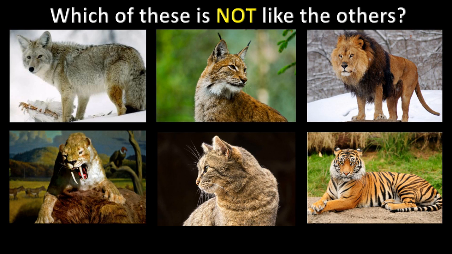You've got an animal on my far left that looks like a fox, and then you have these other animals: it looks like a lynx, a lion, a saber-toothed tiger there at the bottom, a domestic kitten in the middle, and on the far right, a tiger. So which one of those doesn't fit? Which one is not like the others, but might be in a different kind?